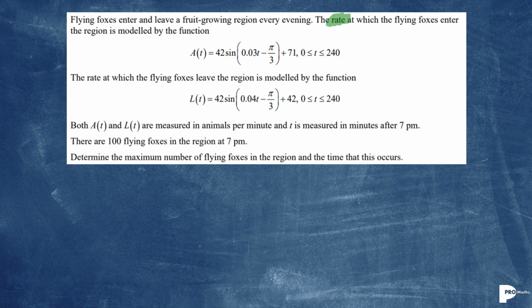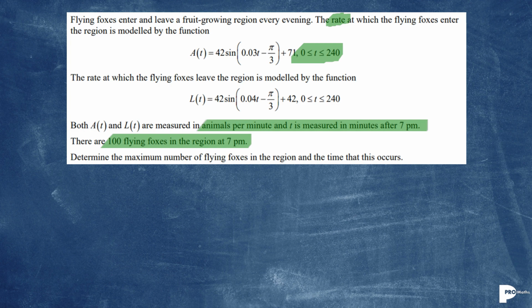So you've got the rate coming in and the rate going out in 0 to 240 minutes, which is good to know the domain. You've got the units for everything, so that's useful. 100 flying foxes initially at 7 p.m. Okay, that's good. So t equals 0 represents 7 p.m. and the 100 will definitely be used at some point, I imagine. You're after the maximum number of these things.